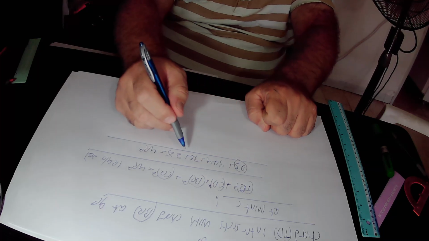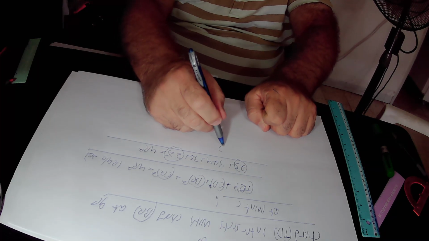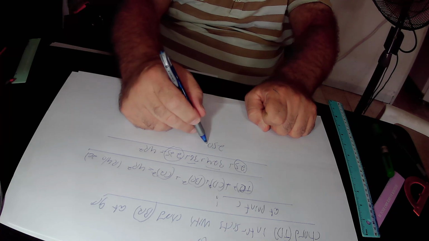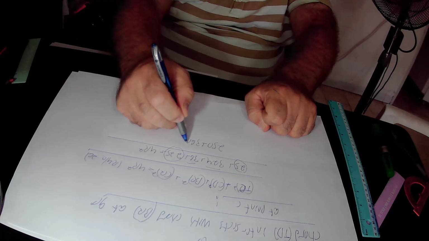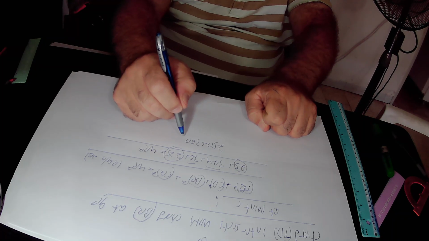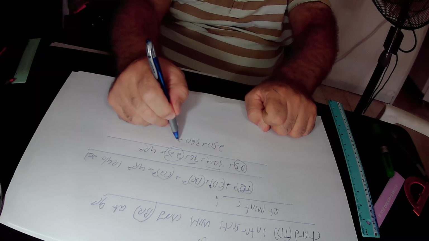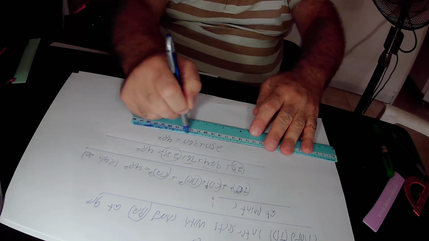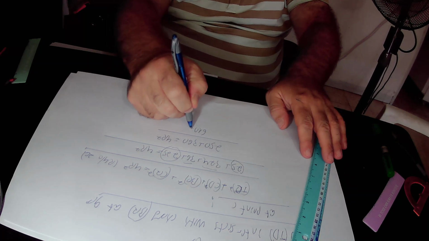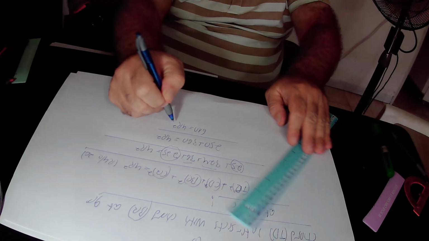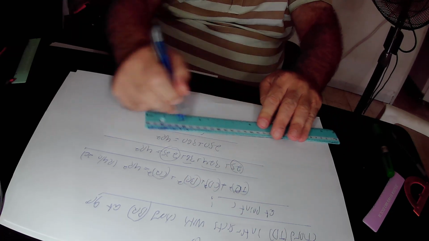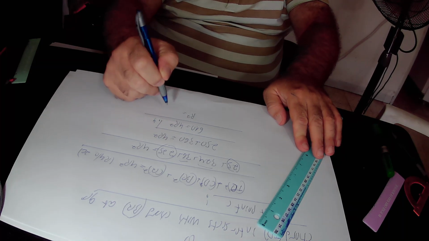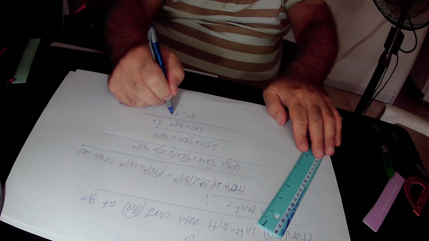25 plus 225 is 250, and 324 plus 36 is 360. So 250 plus 360 equals 4R square. 250 plus 360 is 610, so 610 equals 4R square. Here we divide this equation by 4, and get that R square equals 610 over 4, which is 152.5.